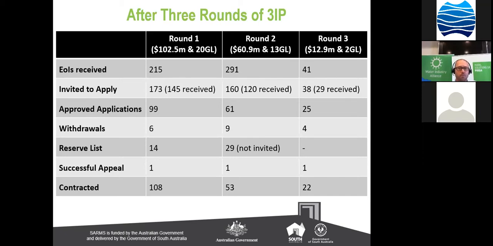What we're seeing with round four at the moment, as we're just over halfway through the expression of interest period, is really significant interest, which has been great because we are saying it is the last round and it is the best value that we've ever had on offer. And you'll see in a slide coming up that despite the low number of round three participants, they actually had the best value in terms of dollars per megalitre out of any of the rounds.